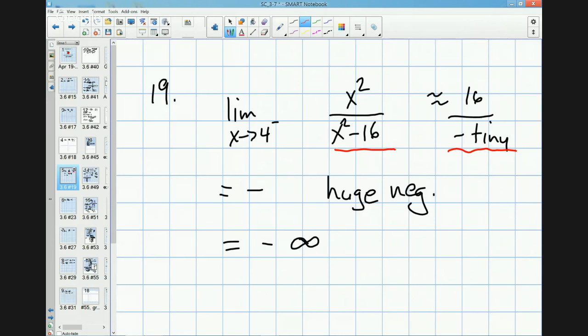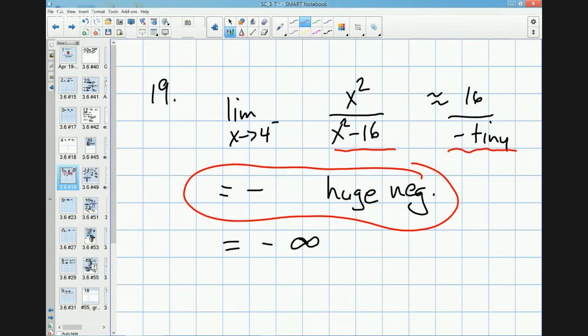So this is what I mean by a huge negative number. And of course, the way to write that officially is negative infinity. Now, I'm going to show you another thing. I mean, that's a pretty good way to analyze it.